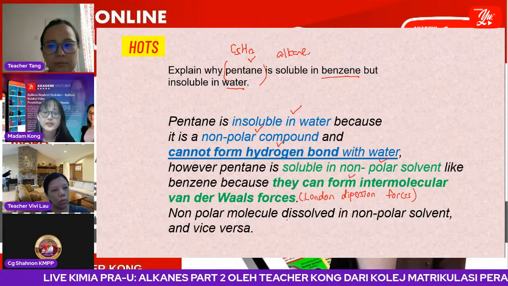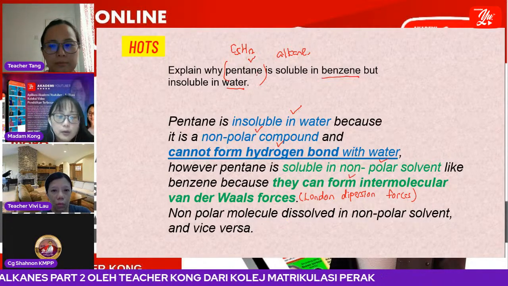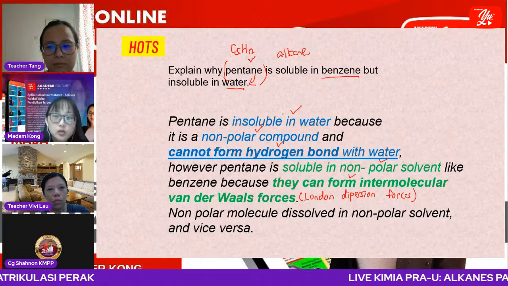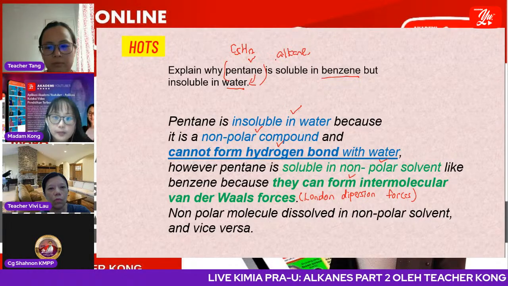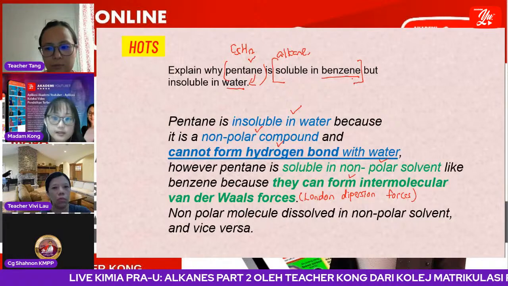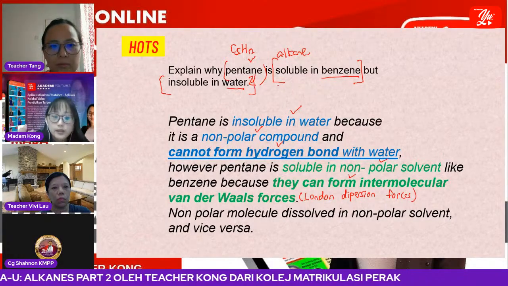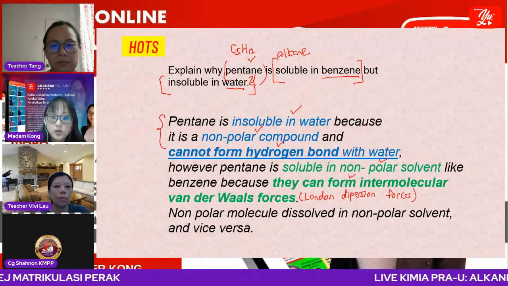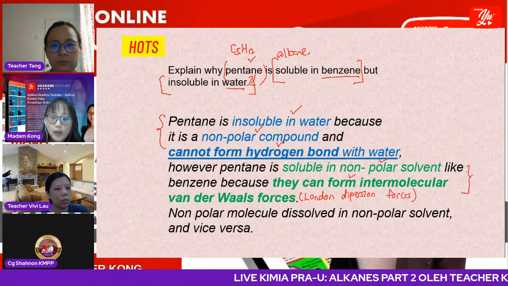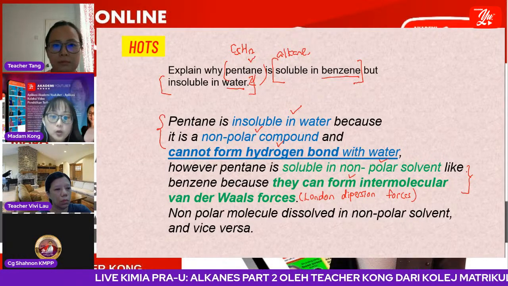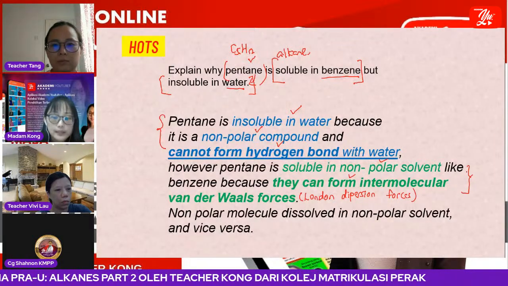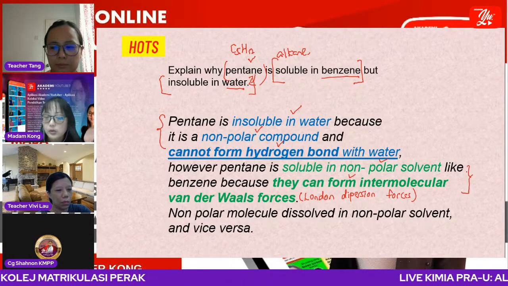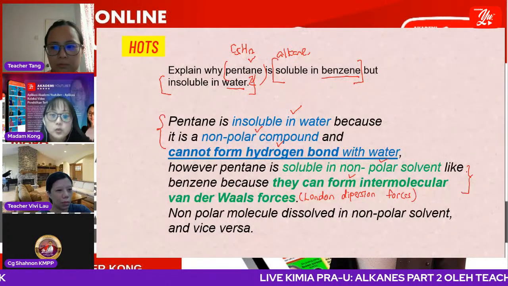I hope you all can answer this question. Simple, right? Some of the students will stay away. Answer: pentane is insoluble in water because it cannot form hydrogen bond. Don't forget, this question has two parts. The first part is about why it is soluble in benzene, you have to explain. The second part is insoluble in water. That's why this answer must include two parts. The blue wording is to explain why insoluble in water, and the green wording is to explain why it is soluble in non-polar solvent. So you must answer both ways. Mesti jawab dua-dua belah, tak boleh jawab satu je. Jangan jawab insoluble in water sahaja ataupun jangan hanya jawab boleh larut dalam non-polar solvent sahaja.